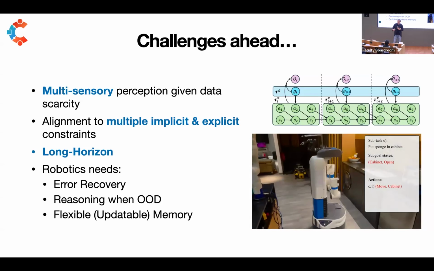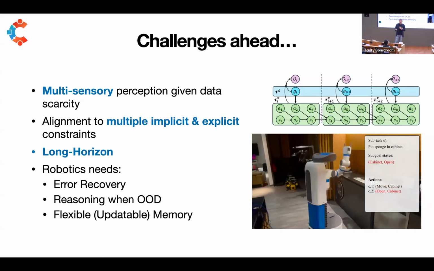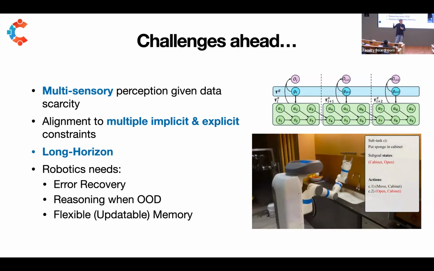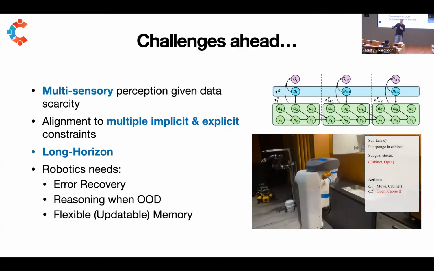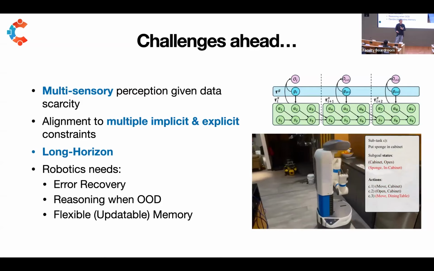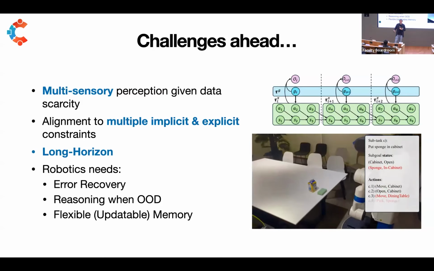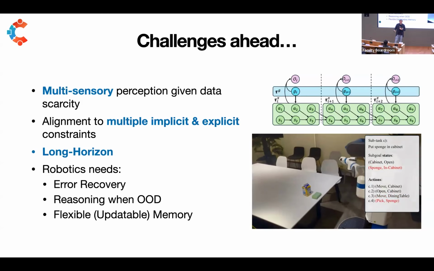We need to be able to do reasoning when you're going out of distribution. When you're within distribution, you can leverage memory, because that's what memory is for. You leverage what you've seen in your training dataset. But once you go out of distribution is where reasoning really comes into play. So how do we encode these kinds of reasoning modules into our large VLAs? This is not clear.